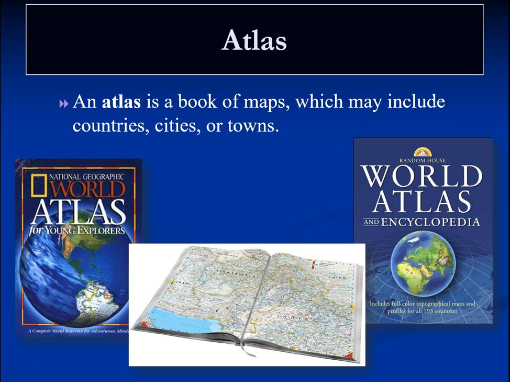They could be all different kinds of maps. This is what an atlas looks like. Just a couple of different atlases. You've got the National Geographic World Atlas. Here's the Random House World Atlas. And this is what an atlas looks like when it's open.